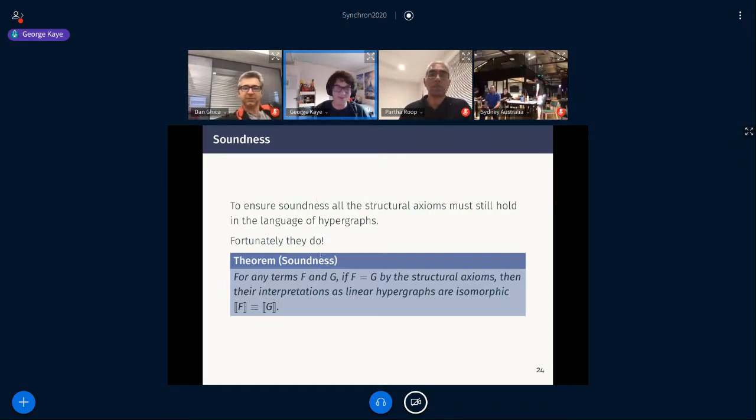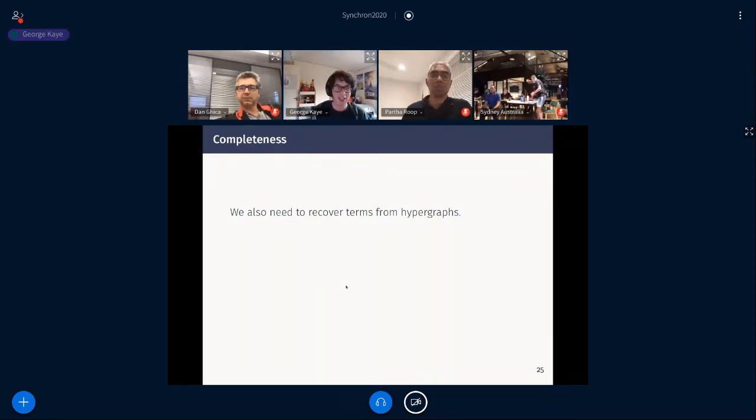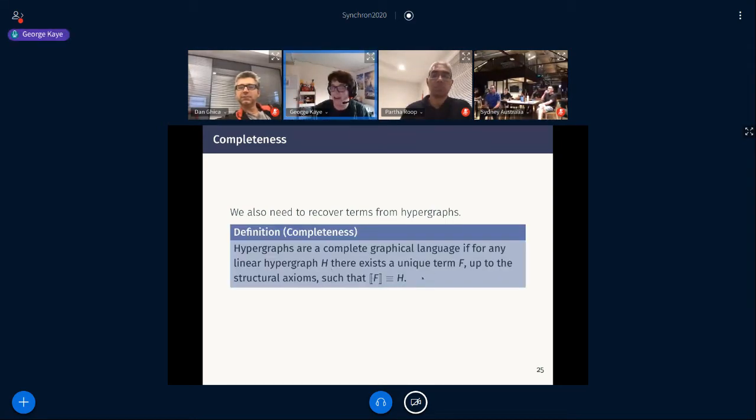So now we can show that we have soundness, and if we have terms f and g, then if we interpret them, they're still isomorphic. That's one half our job done. Excellent. We need to go the other way now. We need to show completeness, show that we can recover these terms from a hypergraph. If we have a unique term up to these structural axioms again, that when you interpret it again, it's the same hypergraph.